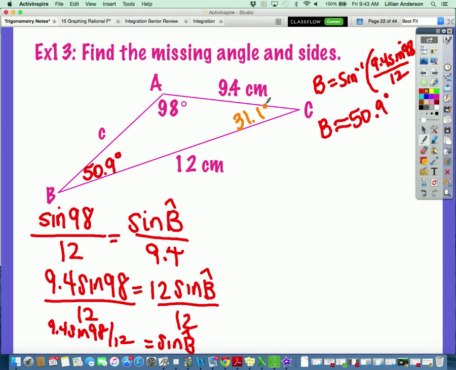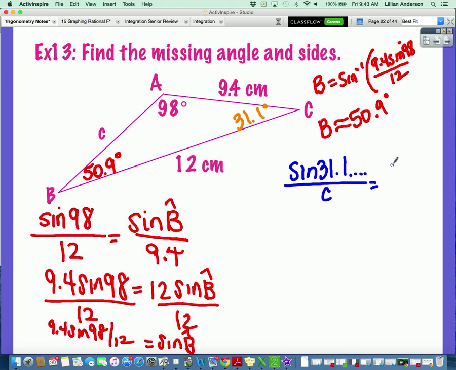Don't round. Okay? Because I'm telling you, sometimes the mark scheme does not give the 3 significant figure answer as an answer that's acceptable. Okay? So how would I set it up to find side C? Sine 31.1 long decimal over C equals sine 98 divided by 12. Use the angle that's already given to you. Okay, so they gave you 98 and 12. Use that to set up your other proportion.